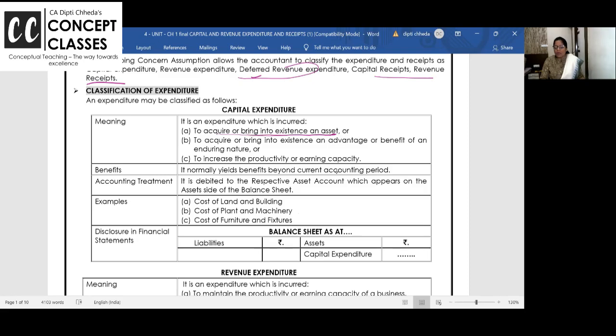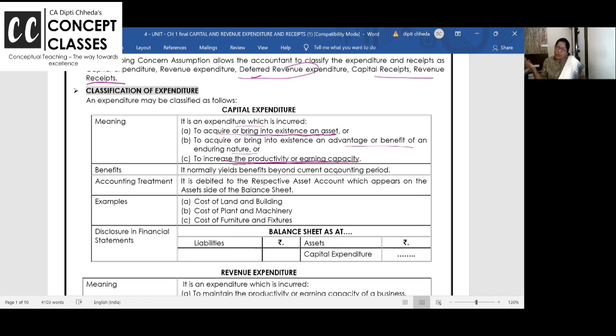So, if you acquire an asset, it's a capital expenditure. Expenditure is incurred to acquire or bring into existence advantage or benefit of enduring nature. Some expenditure you have done wherein the benefit is for long term or to increase the productivity or the earning capacity. How do you increase the production? Buy more spaces, set up new machinery, add on more capital items, open showrooms, open shops, so you will increase the productivity, more production, more earning.